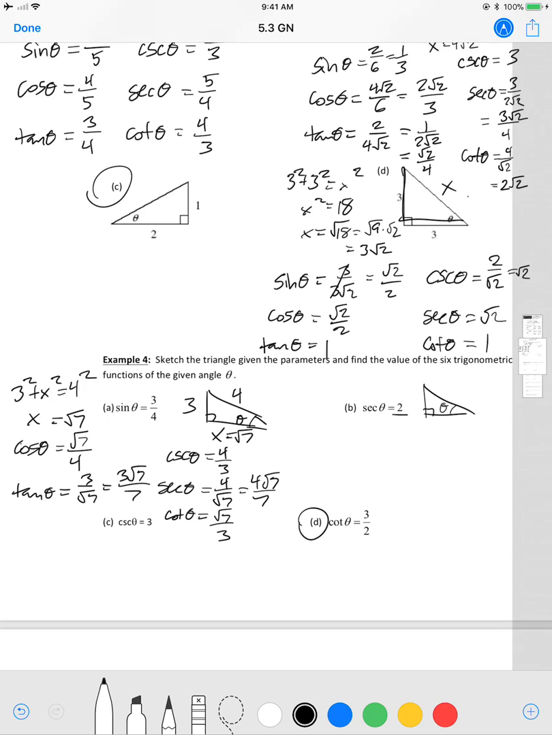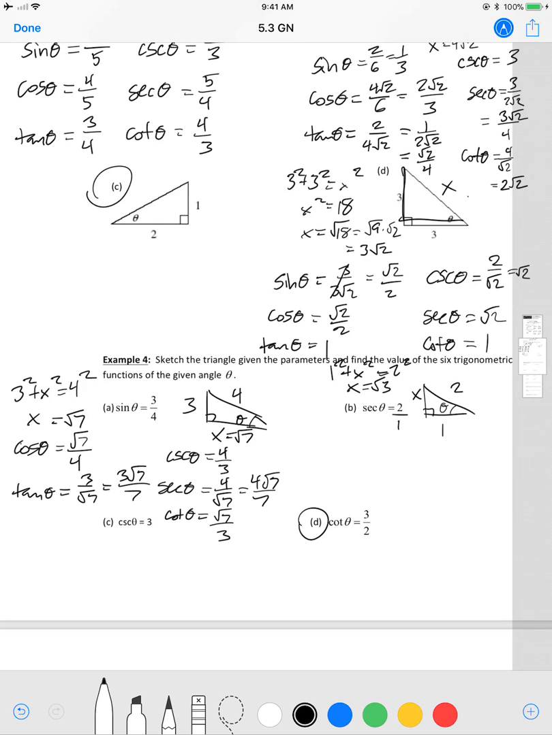So what's my denominator here? Well, there's an invisible 1. Hypotenuse then is 2, and then the adjacent side is 1. So what does x end up being? 1 squared plus x squared equals 2 squared. X is the square root of 3.